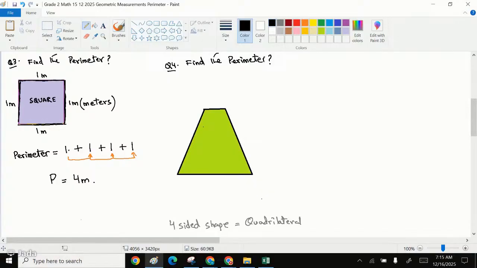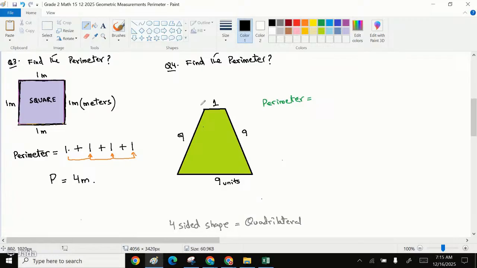So let's label this. This is given as 1. This is given as 9. This is 9, and this is 9. And they don't tell us the unit. So we use the term units, okay? So if we need to find the perimeter, okay? Let's try with the labeling.